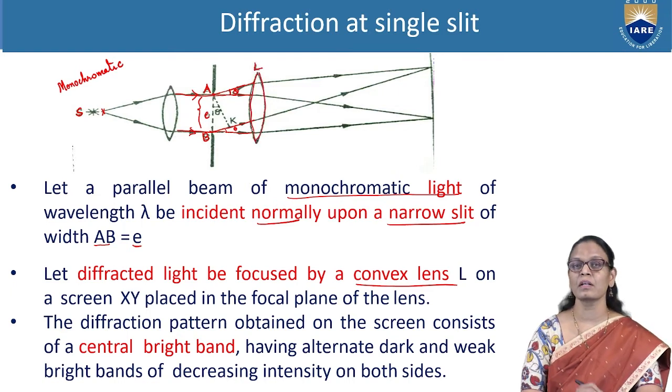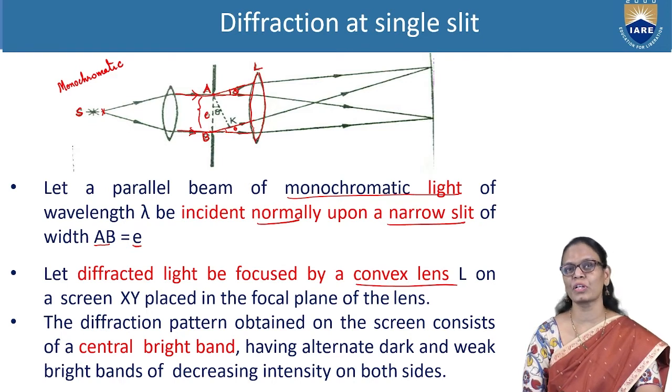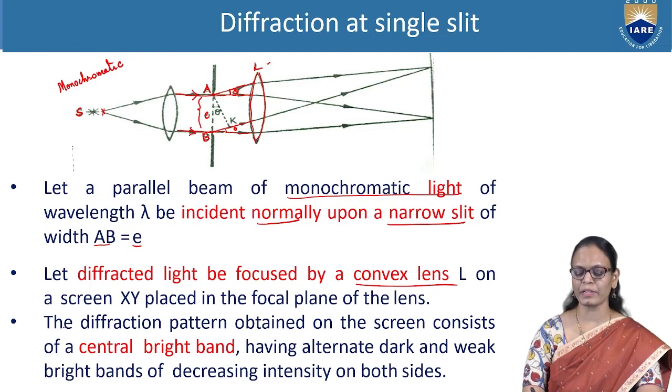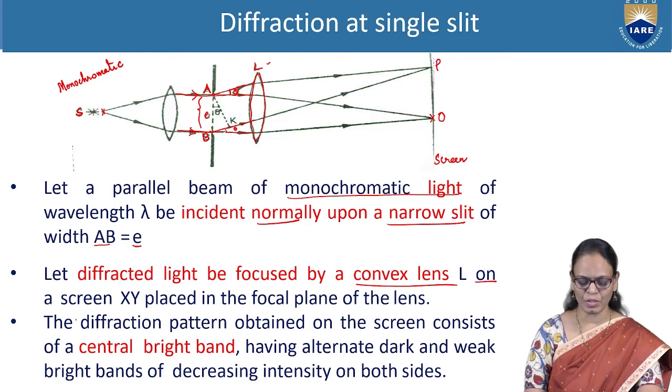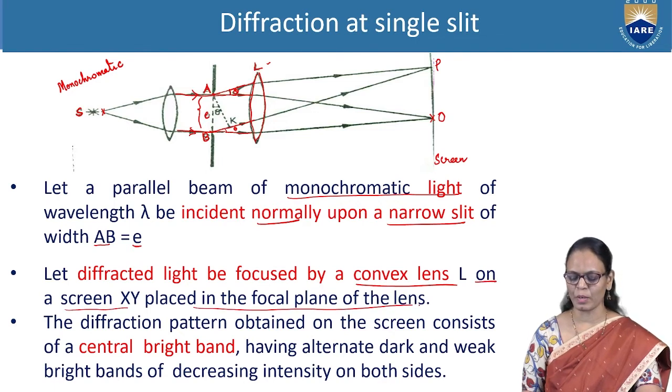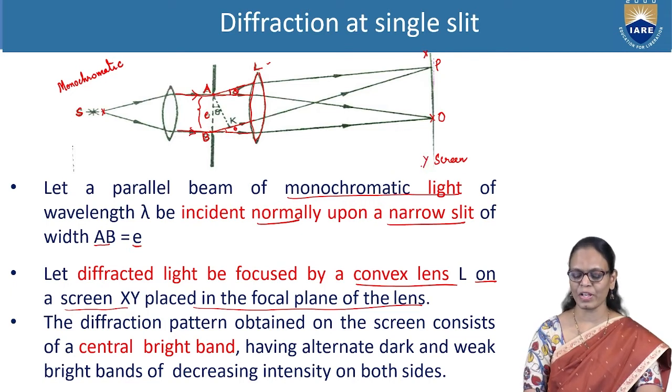We know a convex lens is a converging lens. So in the path of the diffracted beam, when we place a convex lens L, we can bring them to a focus point on the screen. So this is the screen. We may call this the focus point P, and the point where the rays come straight, we will call O. It is coming onto the screen XY placed in the focal plane of the lens. So the screen is named XY. We are placing this convex lens so that the screen is in its focal plane, so that we get the image on the screen.